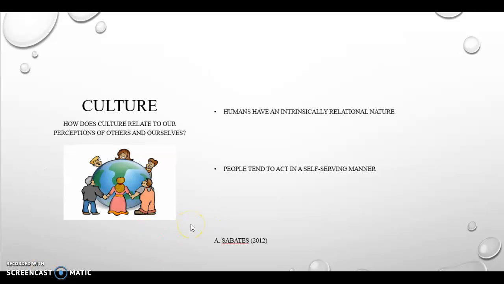How does culture relate to our perception of others and ourselves? Humans have an intrinsically relational nature, meaning we hold the need to be socially included with others. People tend to act in a self-serving manner, which includes the self-serving bias. So how does this relate to our perceptions of other cultures? Let's take a look at some of the differences between Asian and American culture.